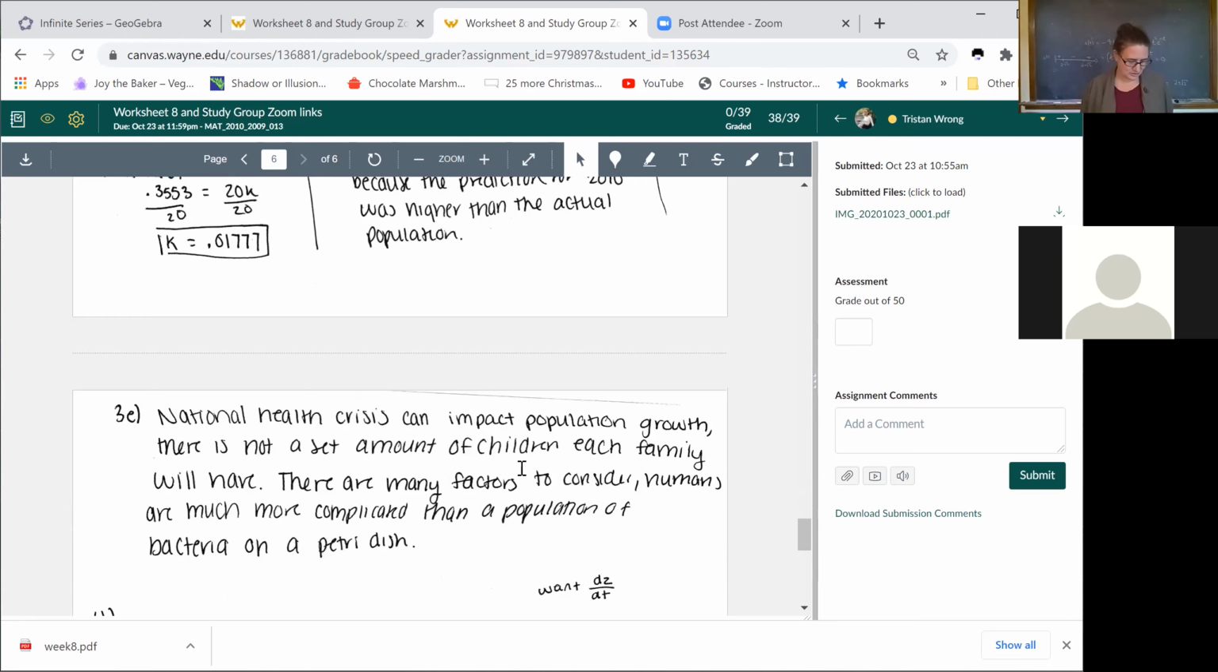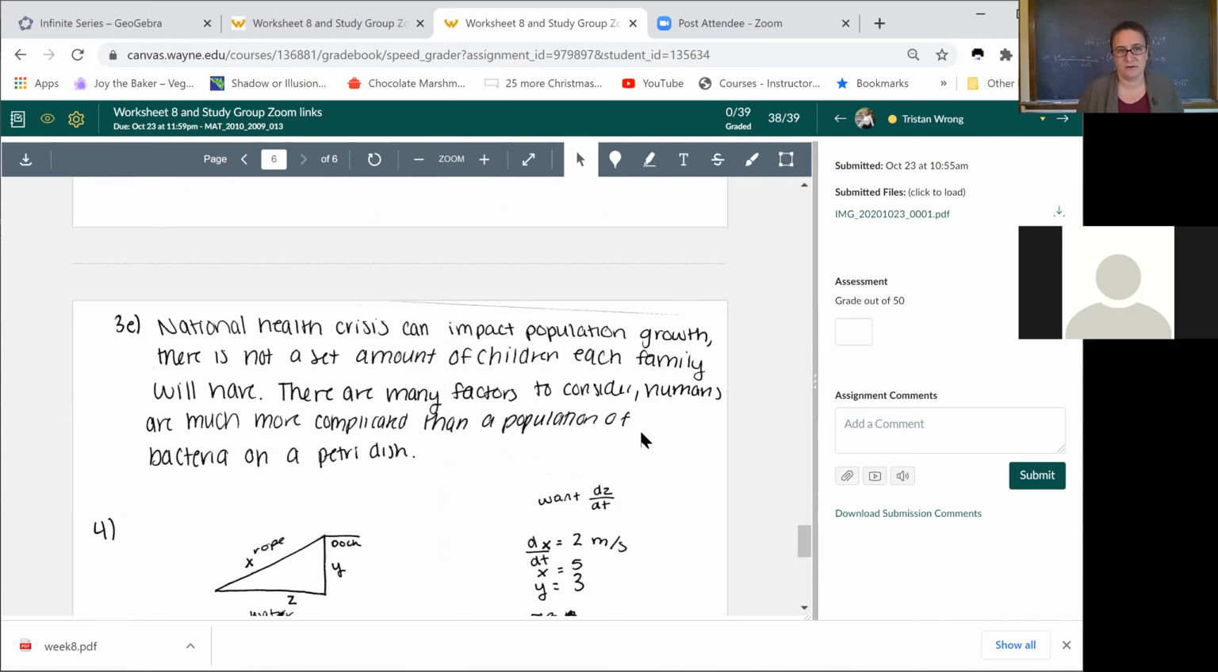is well, just think about it. And of course, right now we're in a pandemic, so it's sort of obvious that there's like a lot of reasons that population growth can change, right? And so just thinking about that's going to give you what you want for 3E. So yeah, sounds good.